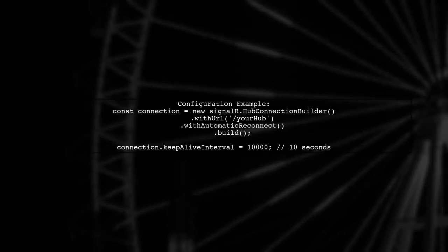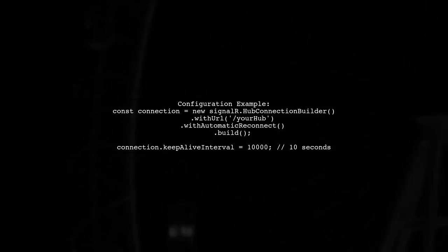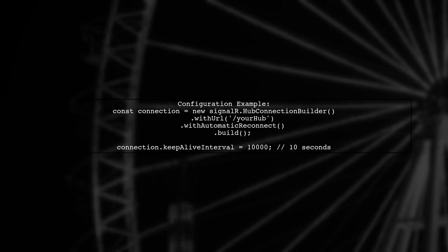Next, check your SignalR configuration settings. Ensure that the keep alive interval is set appropriately. A shorter interval can help maintain the connection during idle times.